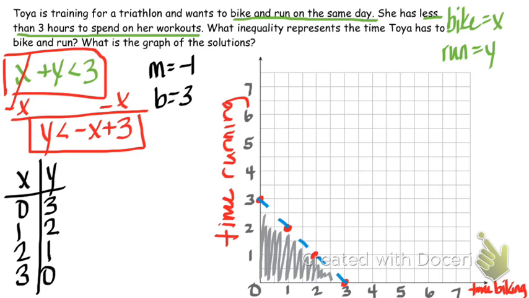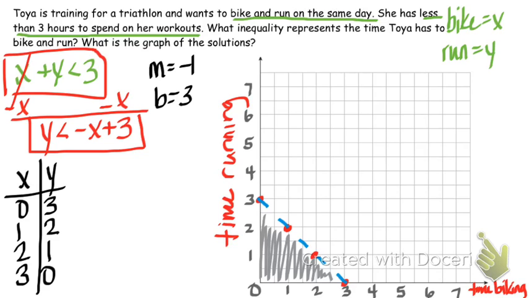All right, so here's what we found out. I found out that x plus y would give you less than 3. It says she has less than 3 hours to spend on her workout. So she doesn't have 3 hours. She has less than that. So what that means is that she should definitely have a dotted line since there's no equal to. She has less than 3 hours.